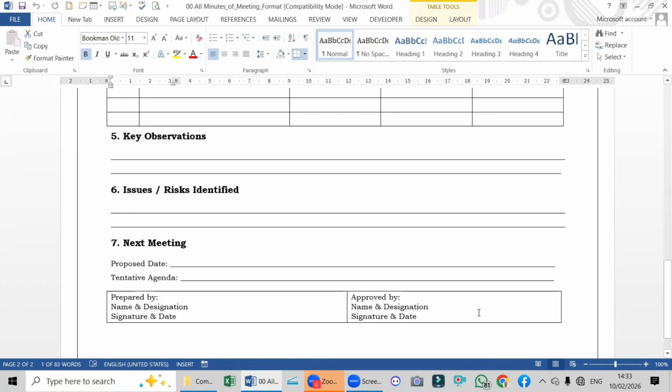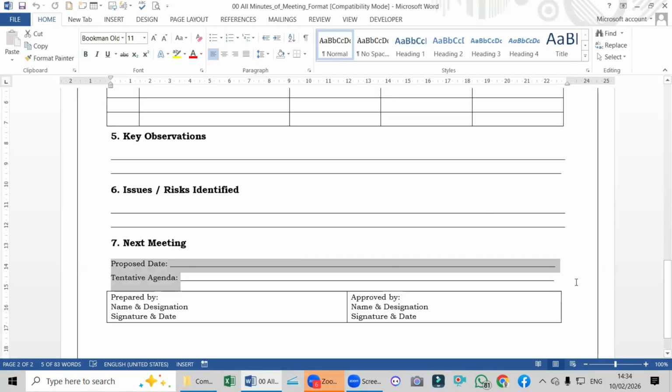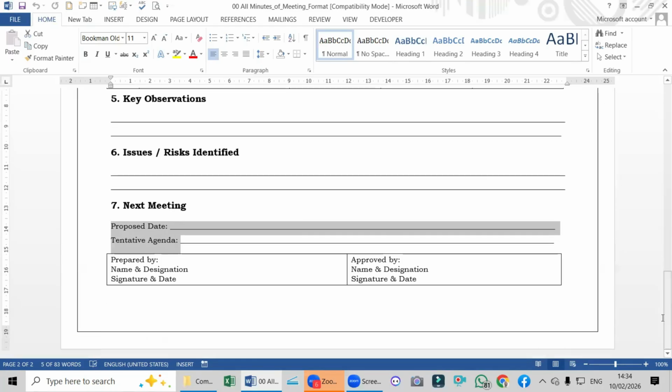And risk identified. Now, whatever the risks are, like a broken chair, where a person, if he sits, can fall, or there could be some other risk identified. And then next meeting, when are you proposing the next meeting? As I said, the majority of them are quarterly. So after 3 months, you can put a date. And tentative agenda, again, we are discussing that agenda also in the subsequent pages. So what is a tentative agenda?